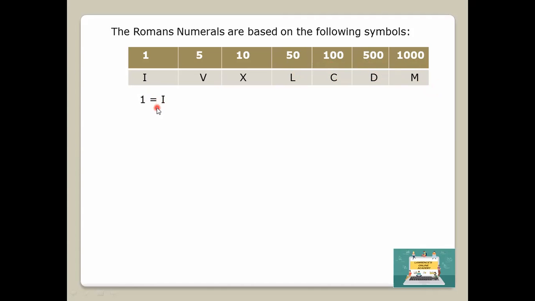1 equals I. 2 equals 1 plus 1, so 2 equals I plus I, which is II. 2 is written as II in Roman numerals. 3 equals 1 plus 1 plus 1, so 3 is written as I plus I plus I. That's III. 3 is written as III in Roman numerals. But 4 is an exception.